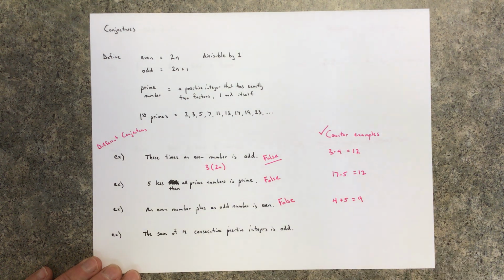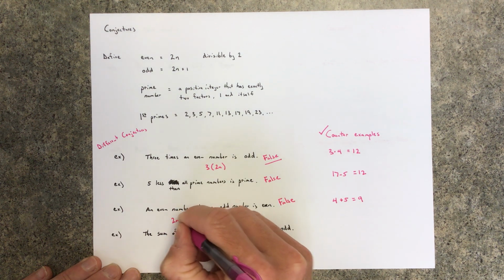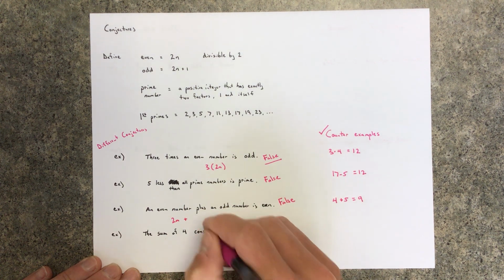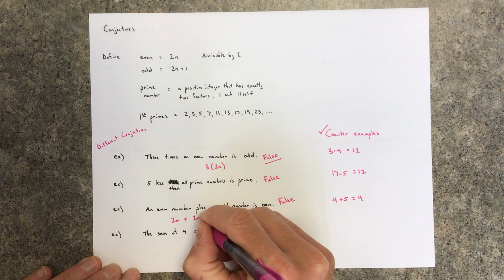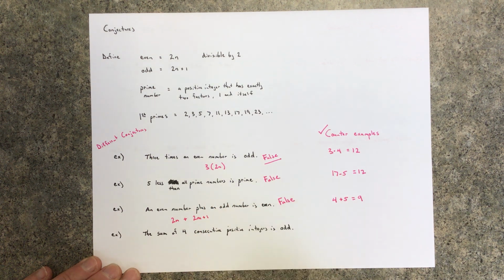To prove something is true, it'd be more difficult. If we really wanted to say it's some even number plus some different odd number, we would have to do something like that. And I think on the next page, I'll really look at proving something like that.